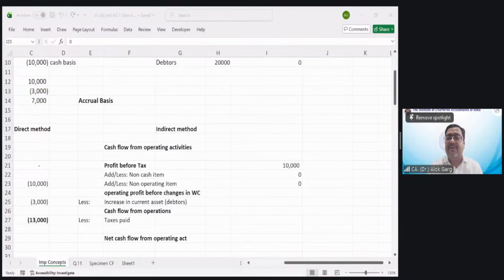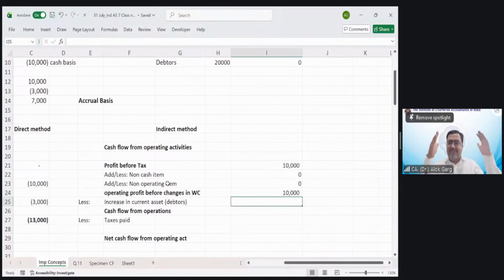And you started preparing your cash flow statement with what? With profit before tax. It is sitting in your profit. If it is sitting in your profit, what you will do? You will adjust it, right? So what I have done, add or less non-operating item. So this will give you operating profit before changes in working capital.